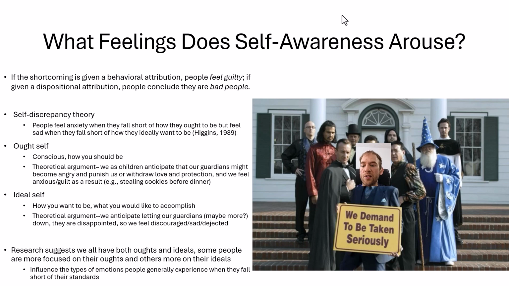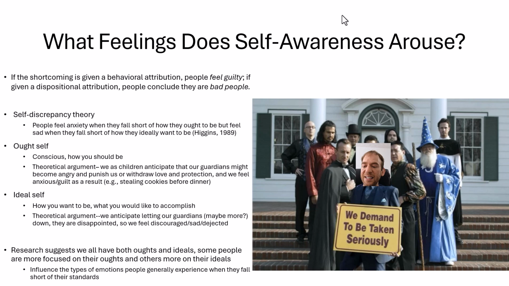Which brings us to self-discrepancy theory. This theory argues that people feel anxiety when they fall short of how they ought to be, but feel sad when they fall short of how they ideally want to be. How you ought to be is whatever society or whoever taught you has led you to internalize. You feel anxiety because you're falling short of what you're supposed to be. Versus who you want to be: these are maybe your goals, what you would like to accomplish, which can differ from who you ought to be. These actually can conflict at times. So when you're falling short of who you want to be, the argument is you feel sad.